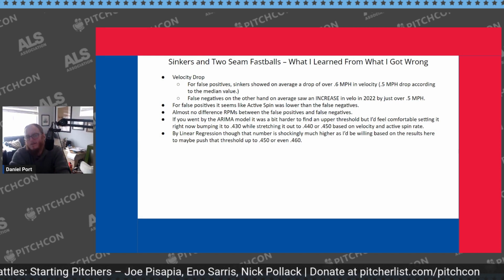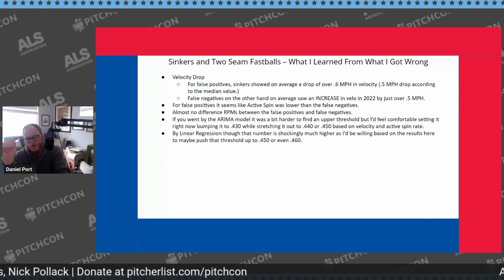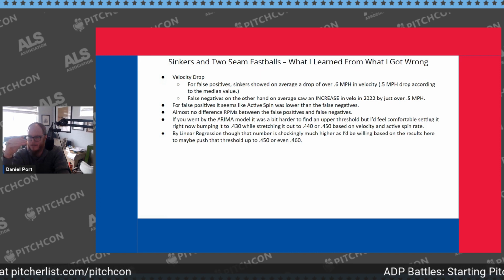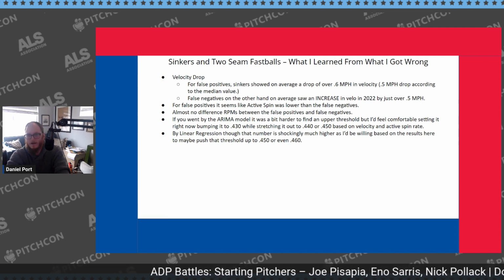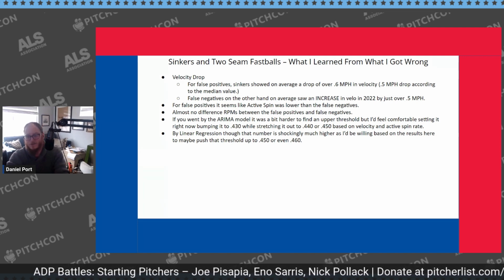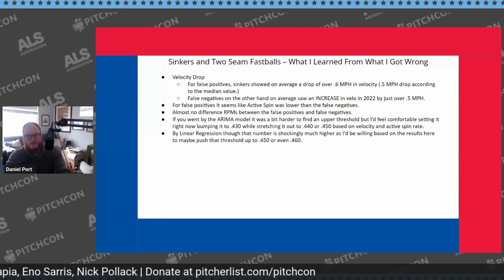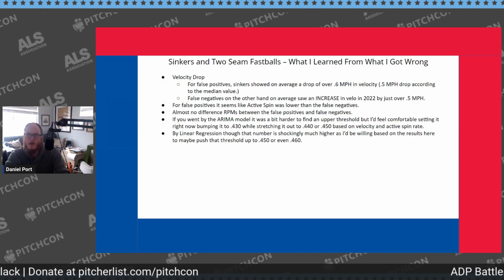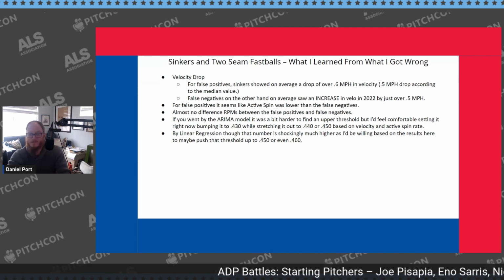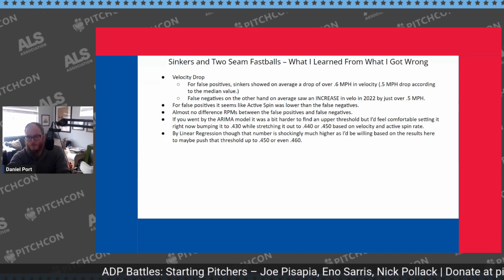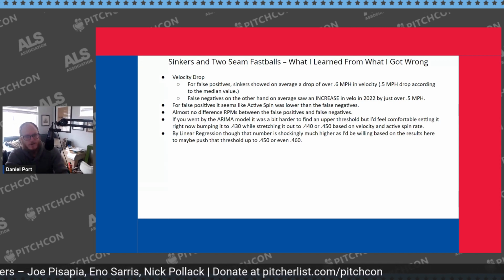Now, if you went by the ARIMA model, it was a little bit harder to find an upper threshold because, interestingly enough, the upper threshold kept going up and up and up, which makes me think if you throw a lot down the zone, you get a lot of called strikes, because who's going to swing at a sinker or a two-seamer down in the zone? But still, you don't want to become predictive. So for me, I still set that upper threshold somewhere around 0.430. And depending on the pitch, if you look at, say, its velocity or its active spin rate, I could stretch out to 0.440, 0.450, right? That's how I saw the trends playing out there.